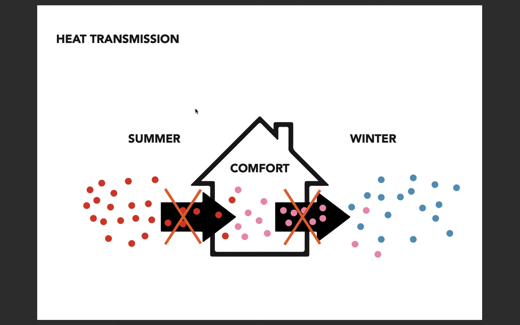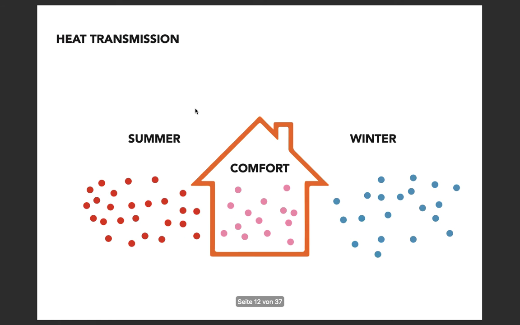But unfortunately, we can't completely stop these heat transmissions because no material is completely insulating, or it wouldn't be practical for us anyway, because we want to breathe and we need fresh air as well. But what we can do is slow down these heat transmissions. And how do we do that?